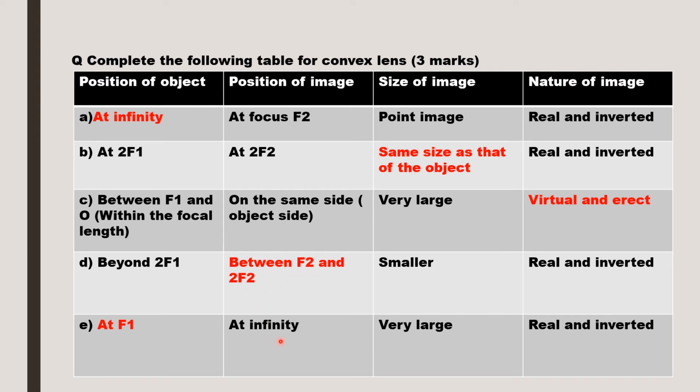If the image is formed at infinity, image is very large and real and inverted, in that case the object is kept at f1. Now if you know the ray diagrams, if you know how to draw the ray diagrams, you can very easily fill in the blanks which are given in the table.